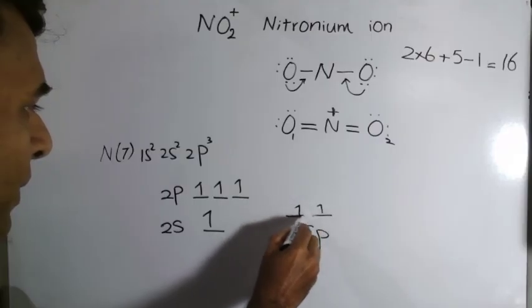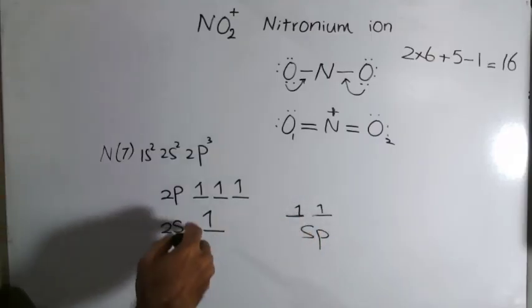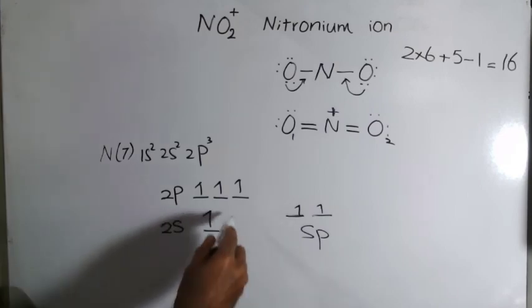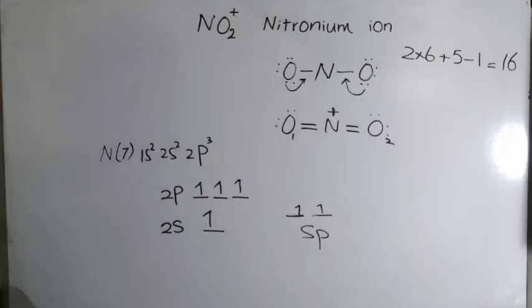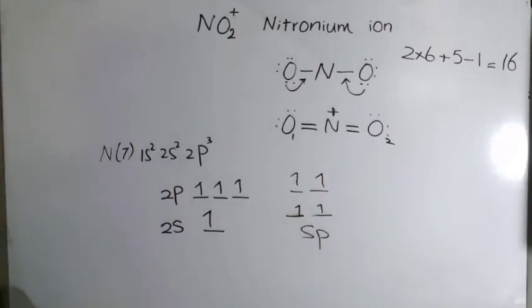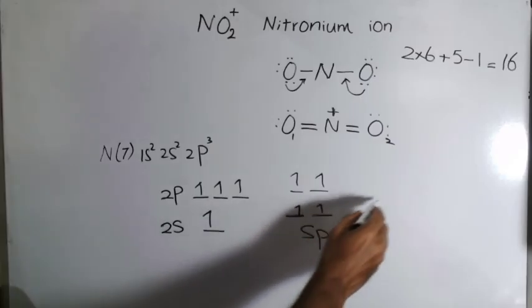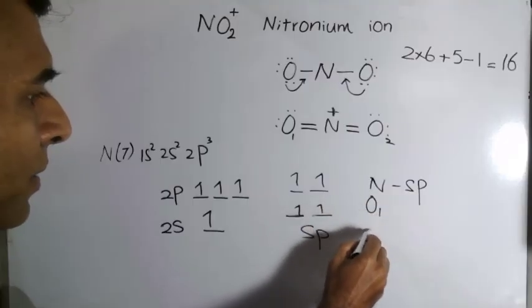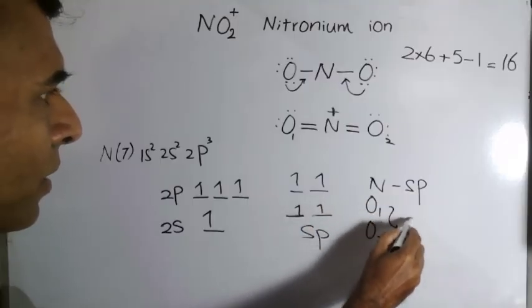So these sp orbitals should be in between the p and s sub-energy levels in terms of energy. So there are 2 remaining electrons in p orbitals. So we can use those 2 electrons for pi bonding. Okay. So then the hybridization of this nitrogen atom is sp, and the hybridization of O1 and O2 is sp2.